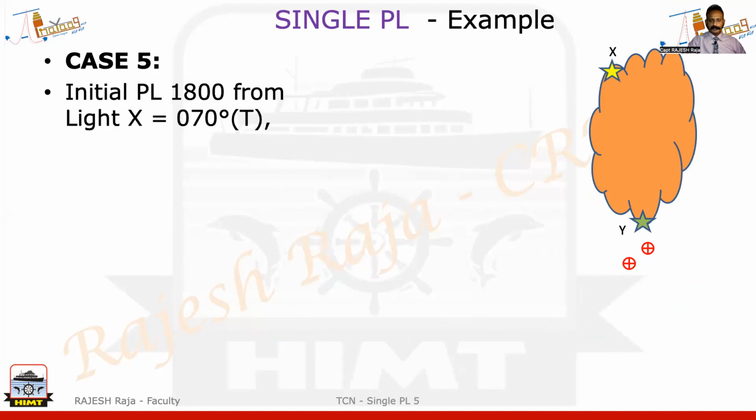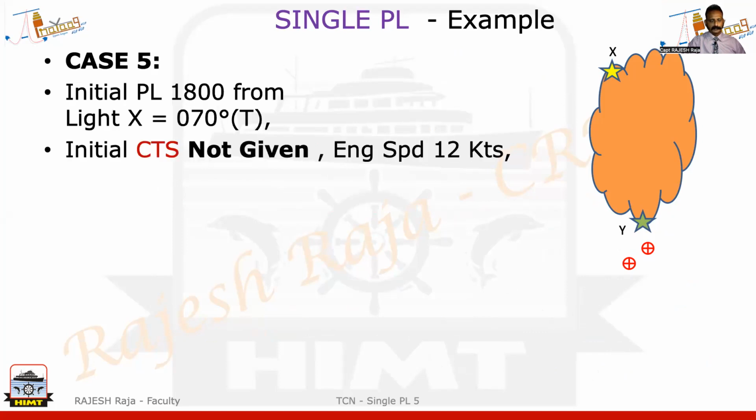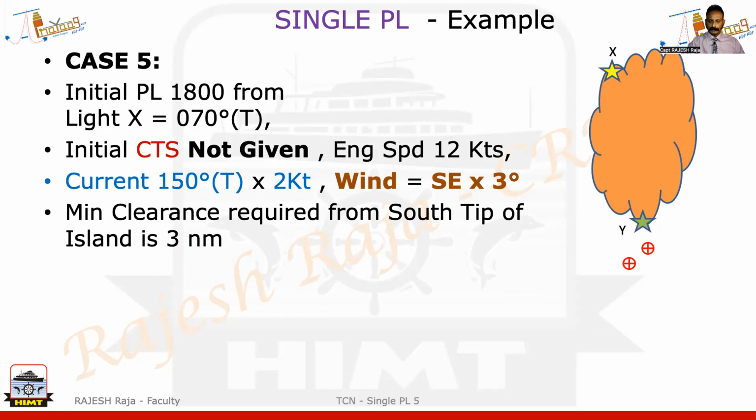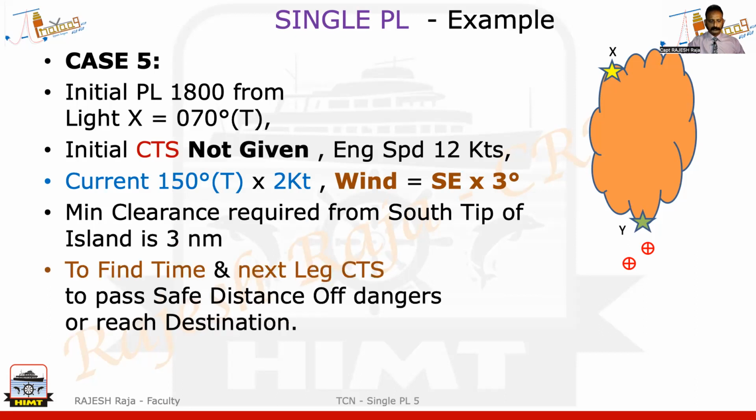I'm giving you the same PL 070 from the lighthouse. I'm choosing a case which is somewhat similar to case number 2. CTS not given. After that, I'm giving you a current, which is similar to case number 4, but this time I've added a new force, which is the wind. So wind is coming from southeast and is creating a leeway of 3 degrees. How do we go about this question? Clearance is still the same. The aim is still the same: find the time of alteration and next leg CTS.